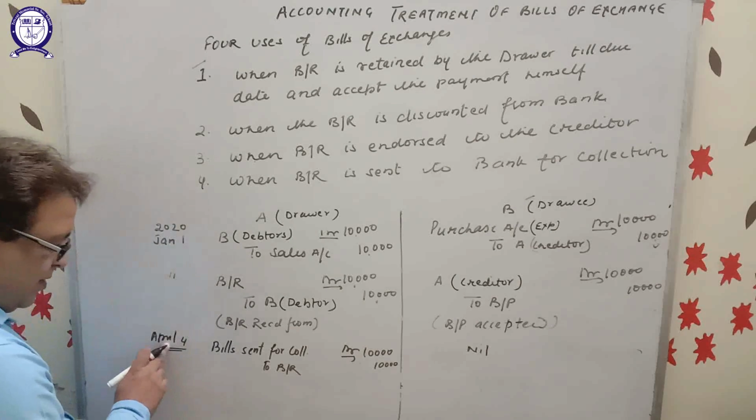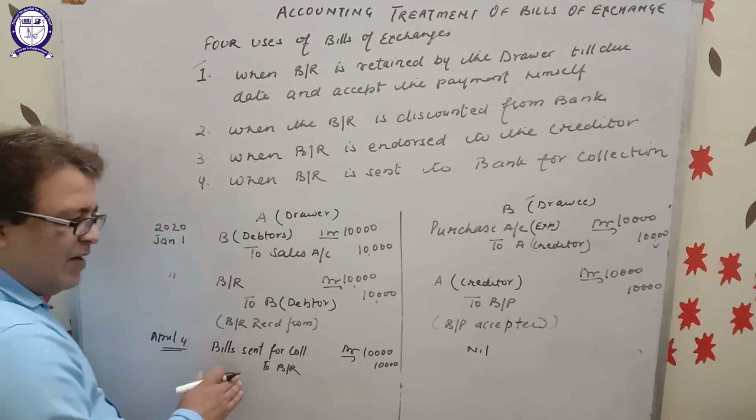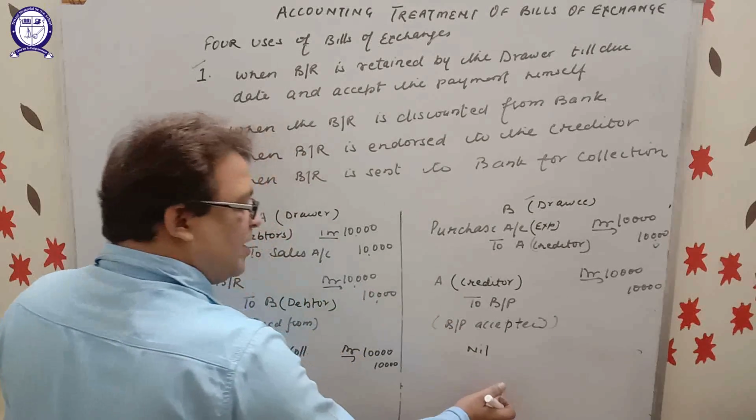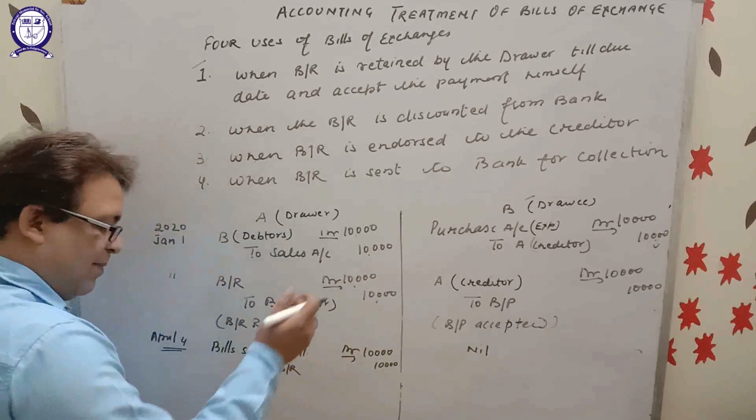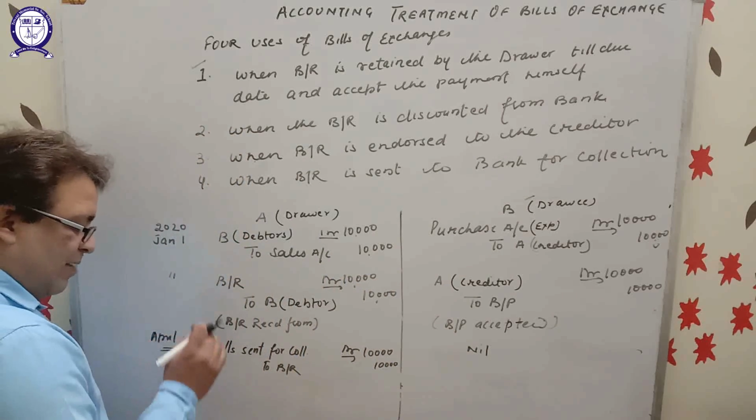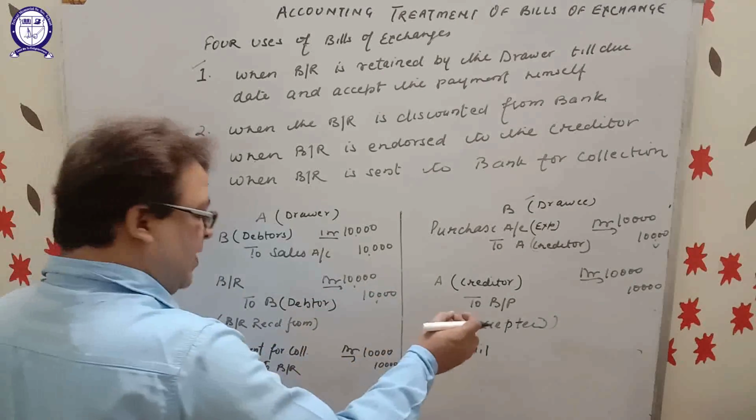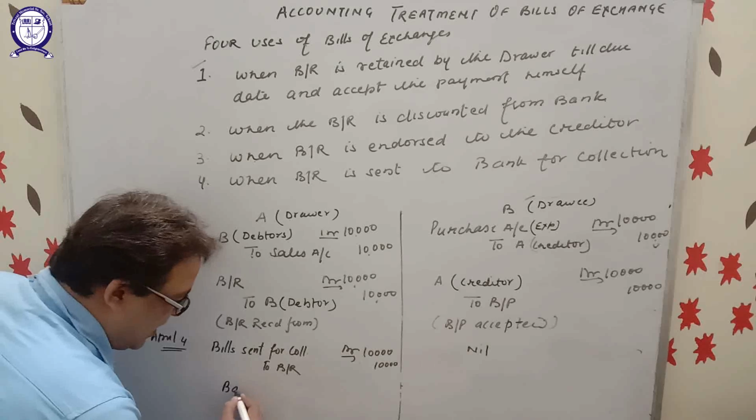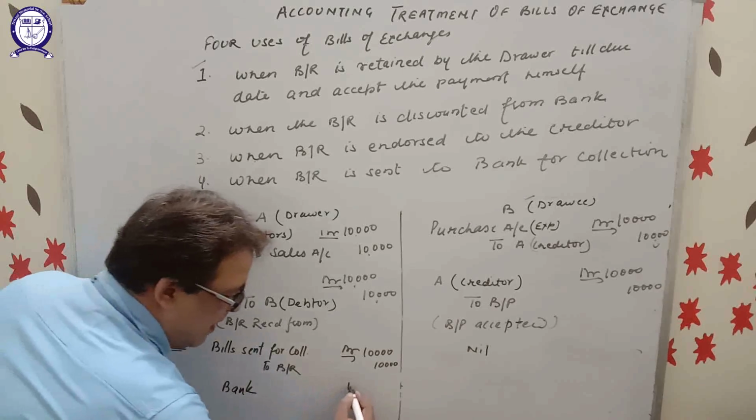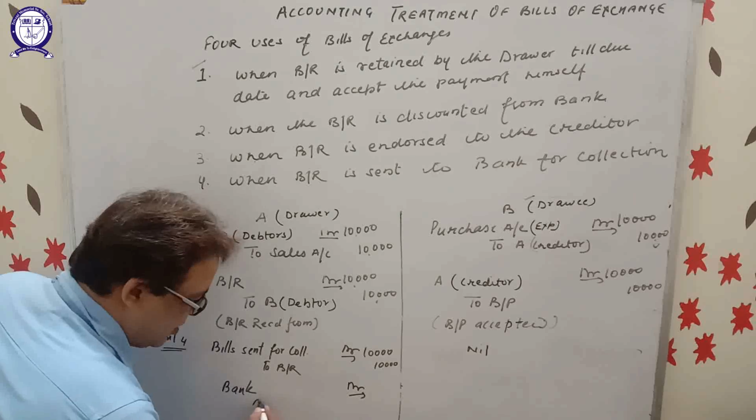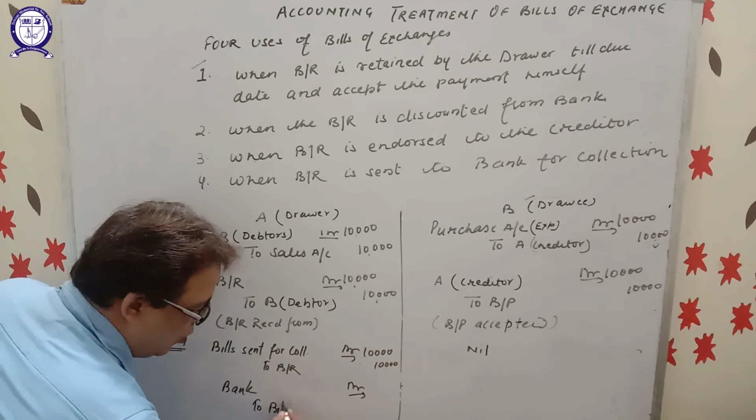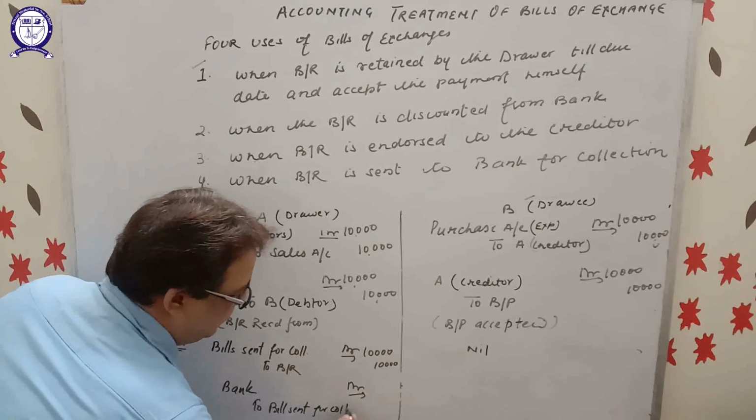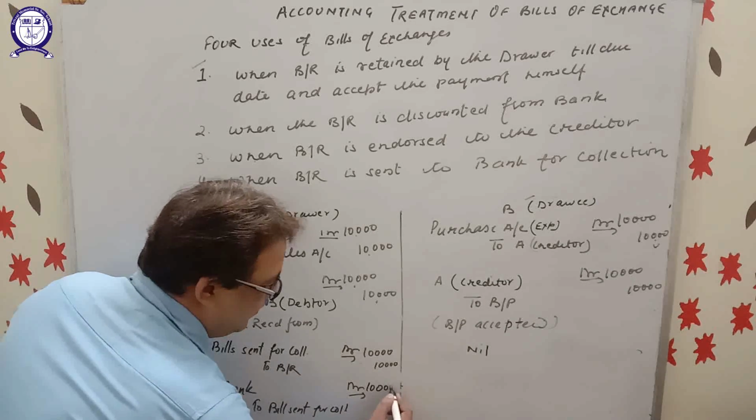On the due date, the bank will present the bill to B and B will pay the amount to the bank. And the bank will inform us that it has received the amount from B and credited it in our account. We will pass the entry bank account debit. Our bank balance is increasing now. So bank account debit to bills sent for collection, 10,000.